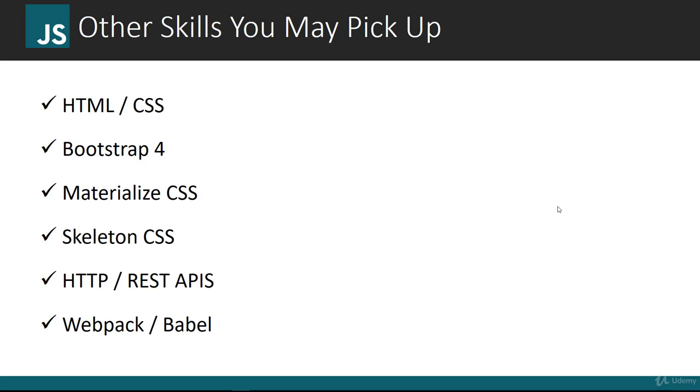And these other things that are listed here are things that we're not going to completely focus on and I'm going to fully explain, but these are skills you may pick up. So more HTML and CSS. We're going to use frameworks like Bootstrap 4, Materialize CSS, Skeleton CSS. You're going to learn more about HTTP requests, GET requests, POST, PUT, delete, REST APIs. We're going to be using something called JSON Server on the last project where we can create a fake REST API for our front end, and we'll build the front end using ES 2015 modules. So we'll be using Webpack and Babel to compile newer features of JavaScript down to ES5.